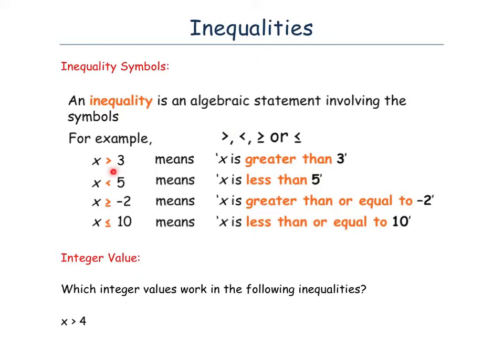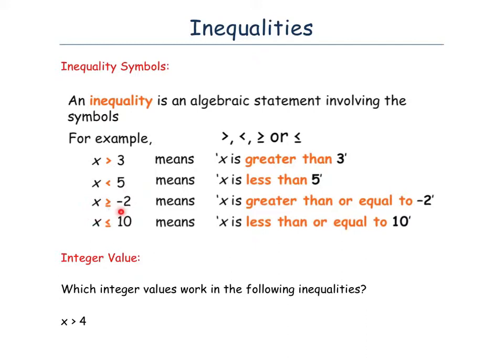So x is greater than 3. This means we want any number that is bigger than 3. So we could have 4, 5, 6, 7, 8. As long as it is bigger than 3, it satisfies x has got to be greater than 3. X is less than 5. This means we want any value that is less than 5. So we could have 4, 3, 2, 1, 0. As long as it is a number less than 5, it satisfies x is less than 5.